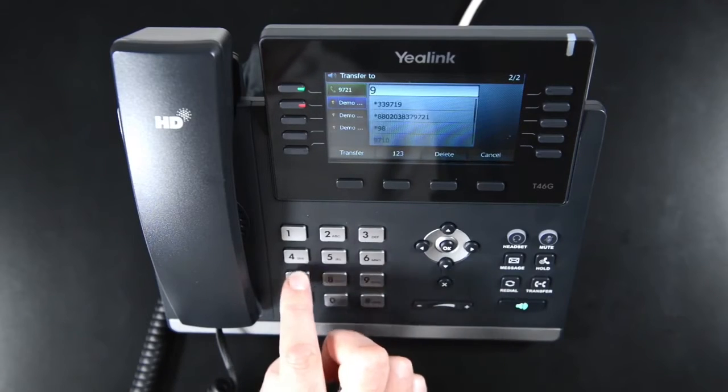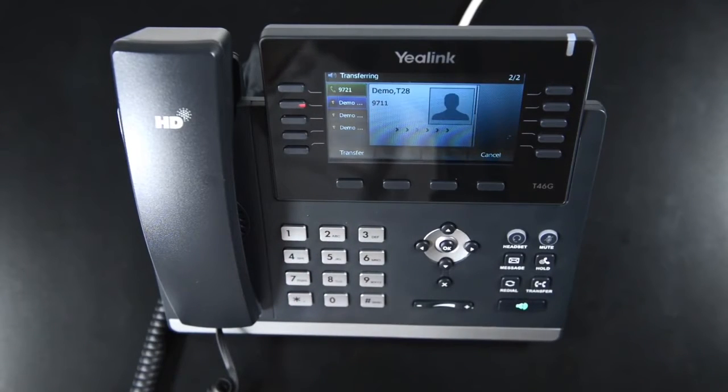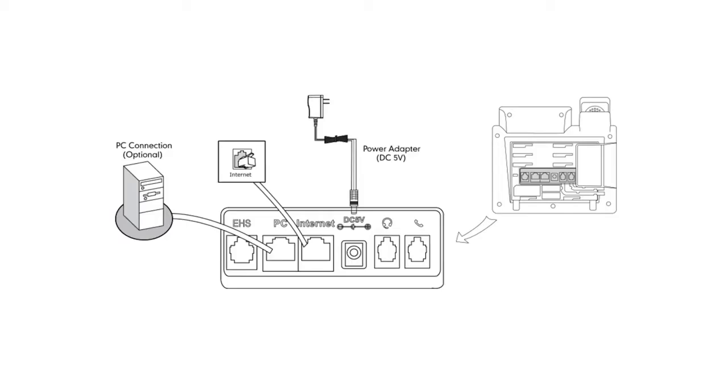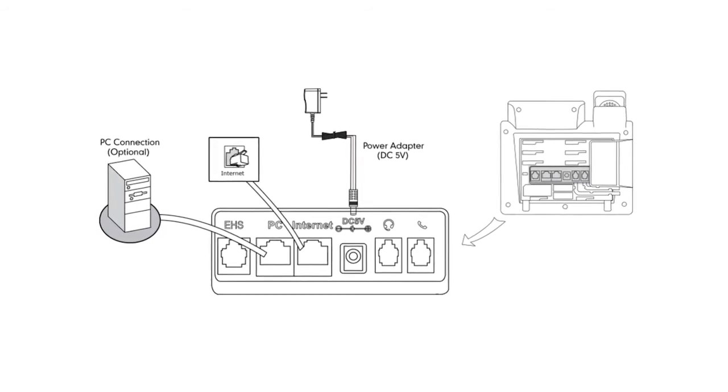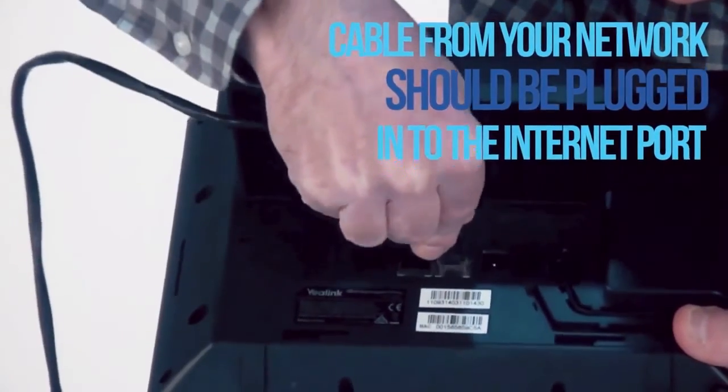Also, this is only a simple configuration. For advanced handset features, please revert to the manufacturer's manual. First, connect your phone to the network and make use of an appropriate port. Some phones may have PC and internet ports. Cable from your network or modem should be plugged into the internet port.